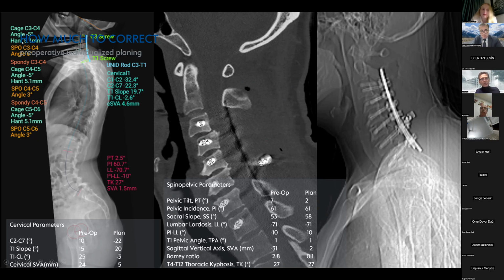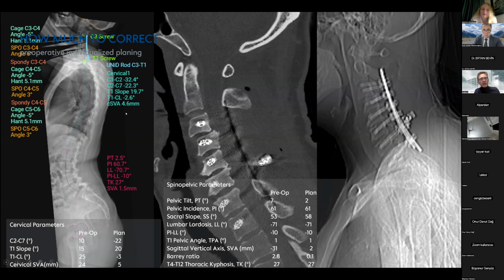So we have discussed cages, but we've also discussed a posterior correction alone. So we decided to go posterior since it was a mobile C-spine. We performed multiple osteotomies, SPOs, and we did not perform a cage here. We omitted the cages, and we just placed the customized rod.